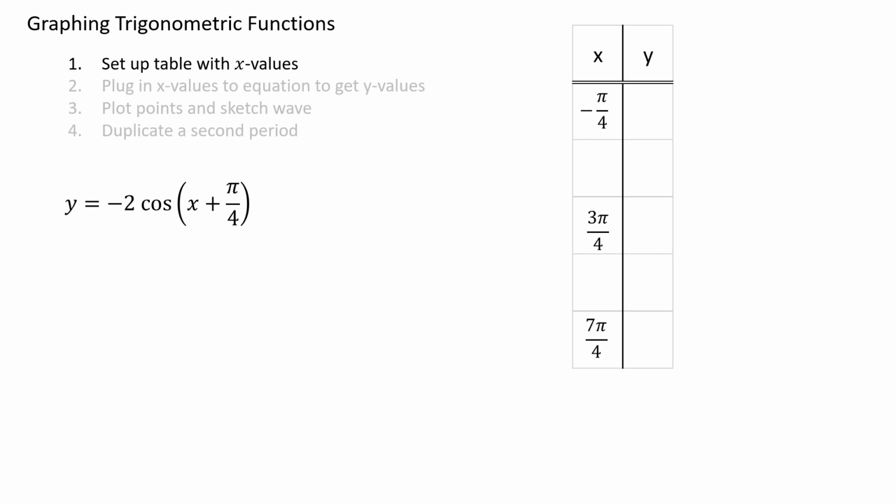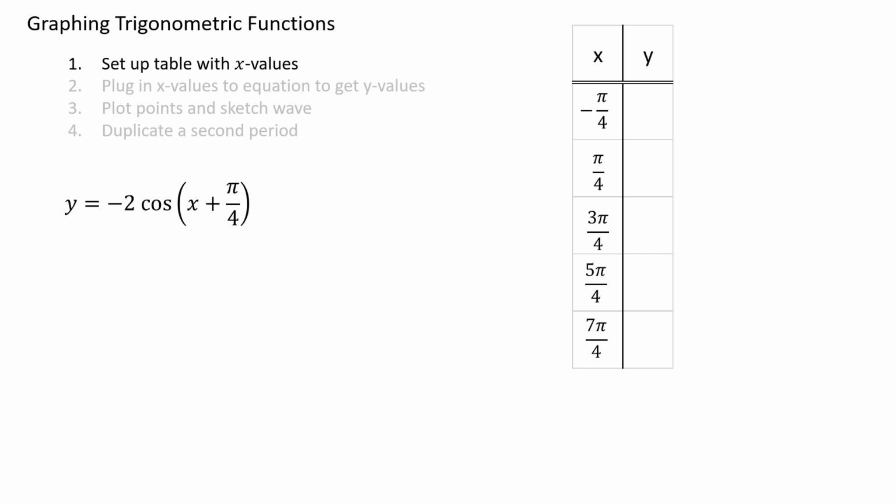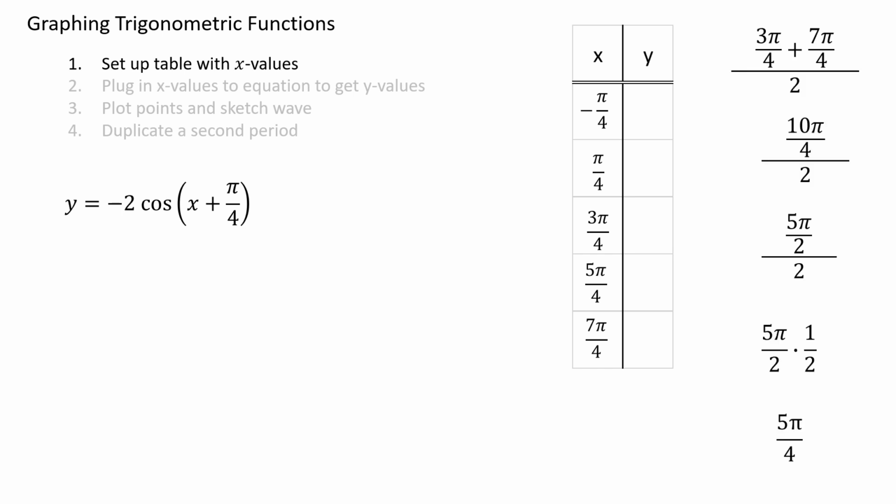And once you have the midpoint, you get the midpoint between that and the beginning and ending points. Pi over 4 came from this midpoint calculation. Again, I recommend hitting pause. And 5 pi over 4 came from this midpoint calculation. Again, check it out.